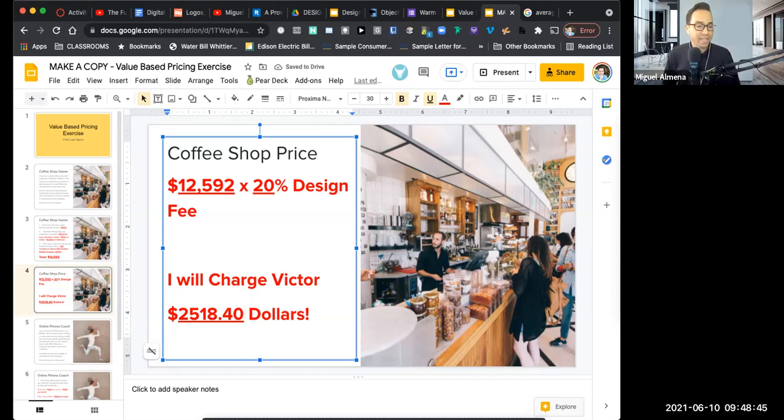Okay, and if you decide to, I would recommend nothing below 15%. So if you're like, come on, professor, 20% is crazy high, then don't go anything below 15%, which is $1,888 based on my calculation here. So $1,800, or $2,500, but that is your range that you will charge Victor for that amount. Does that make sense, guys?